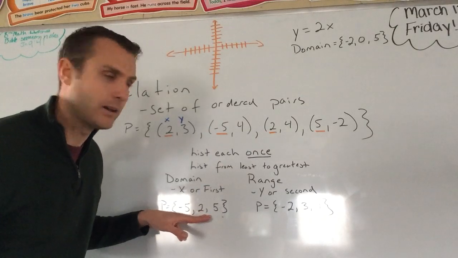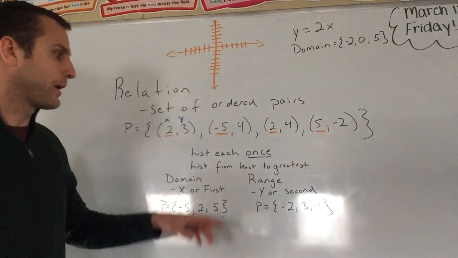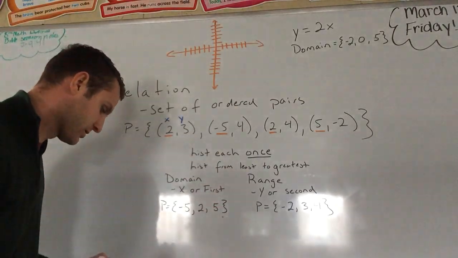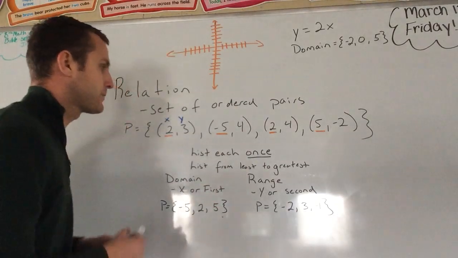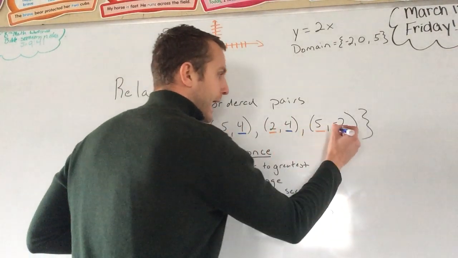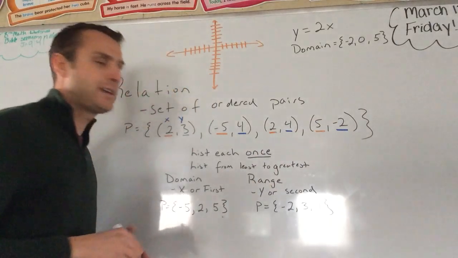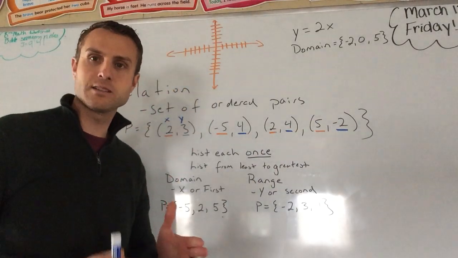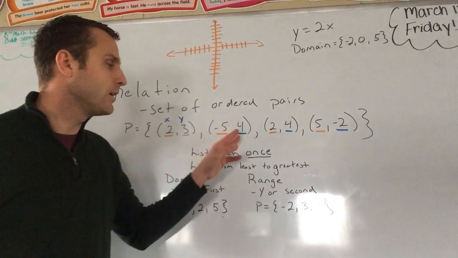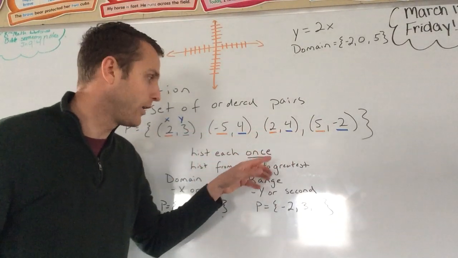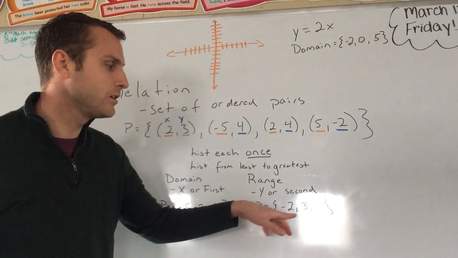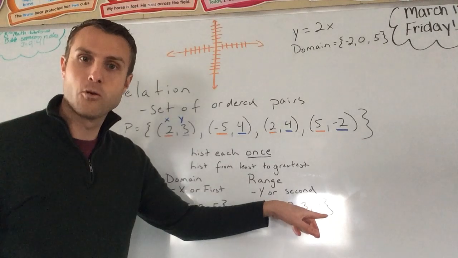That is my domain. What's my range? My range are my second numbers. So in this case, my second numbers are 3, 4, 4, and -2. Again, I start with my smallest number, -2, then 3. Notice even though I have two 4's, I only list it once. So my range is -2, 3, and 4.